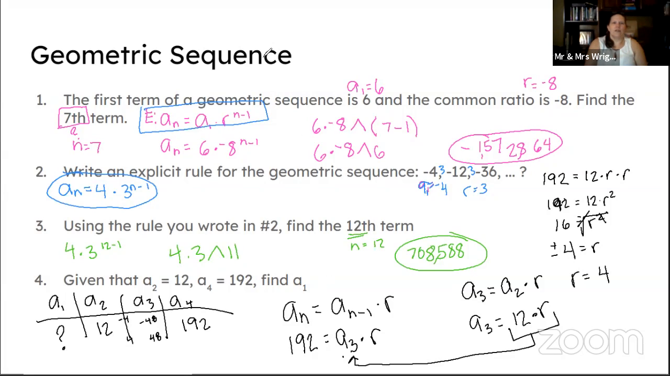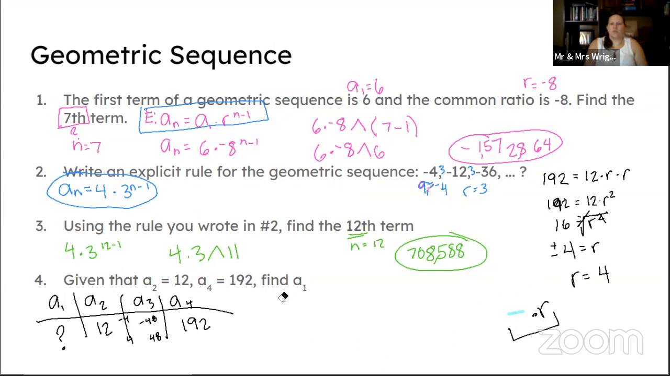All right, so if our rate equals 4, I'm going to clear up some room here. Remember, our original question was, what is the first term? So if we know that our rate is 4, all we have to do is take 12 and divide by 4, and we will get our first term. So A1 equals 3, and that's our first term.